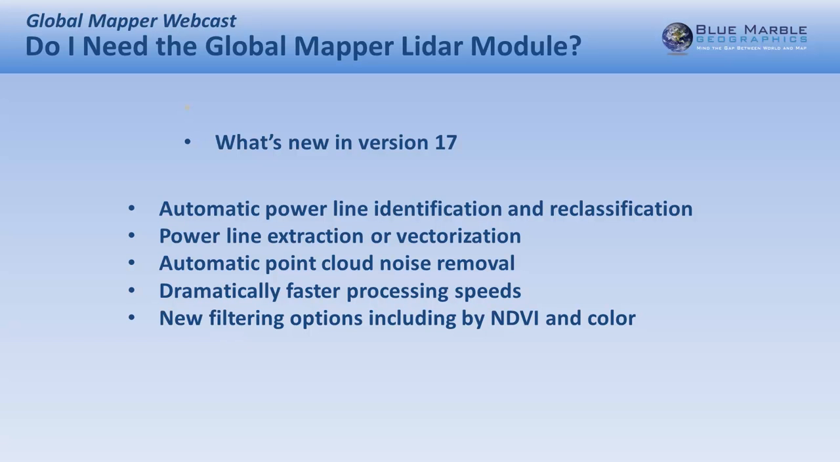I believe it was about 15 to 20 times faster to process the data. So significantly faster processing of your point cloud data. And the final option here, we've got a number of new filtering options. I'm going to have an opportunity to show you a very powerful filtering dialog box that we've added to it.